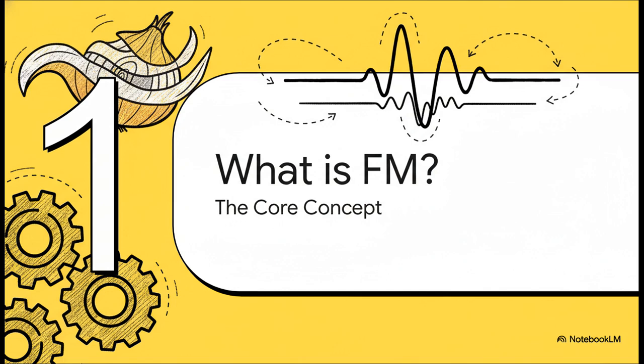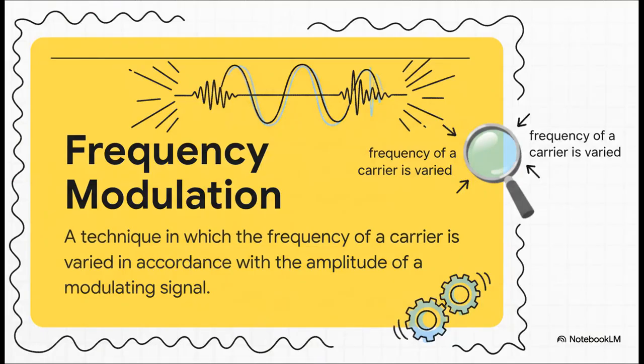All right, so let's start at the very beginning. We're going to peel back the layers and get right to the core concept of what FM is all about. Okay, so there's your official textbook definition. It sounds a little dense, I know, but the most important part, the real secret sauce, is right there. The frequency of a carrier wave is varied. So what does that actually mean? Let's use a simple analogy to make sense of it.